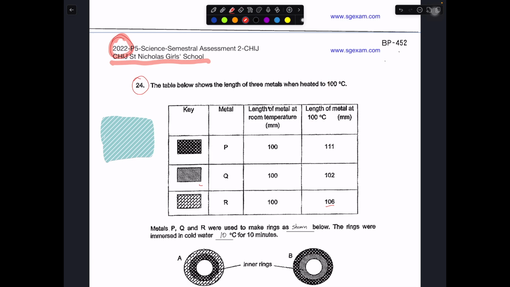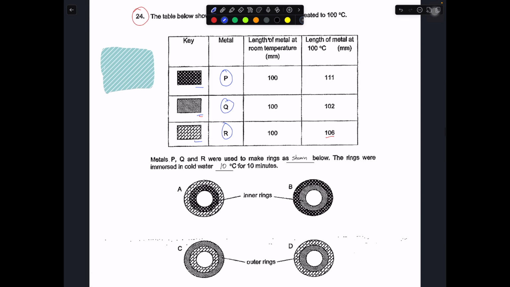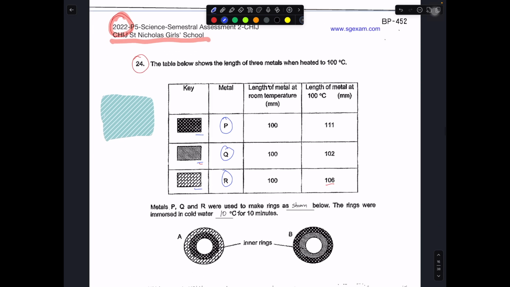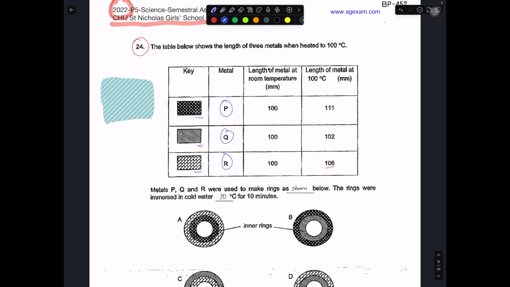Over here they have three types of matter and they give you different codes for it, and this relates to the rings that are going to be shown below. The length of the metal at room temperature is all 100, trying to tell you that it's trying to maintain a fair test, at least in this part. Then when it is heated to 100 degrees, this is the expansion: 11, 2 and 6.